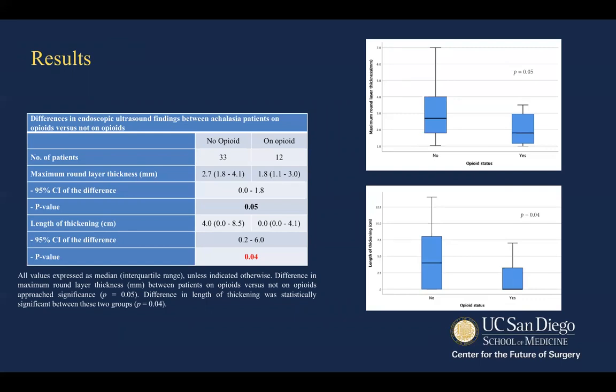The length of round muscle layer thickness greater than 1.8 millimeters was statistically significant between groups. Opioid users had a median length of greater than 1.8 millimeters of thickening of 0 centimeters, while non-opioid users had a median length of thickening of 4 centimeters, and this was statistically significant.